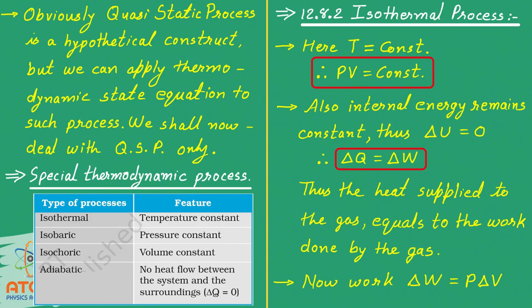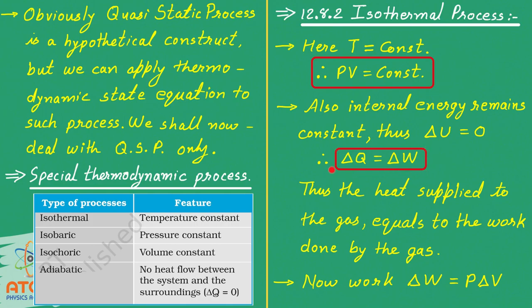Also here, because the temperature is remaining constant, the internal energy of the system will also remain constant. We know that internal energy depends on temperature. If temperature changes, then only internal energy will change for the ideal gas. So here temperature is constant, so obviously internal energy will remain constant, and so change of internal energy, delta U, will become 0. Now if you take delta U equal to 0, then as per the first law of thermodynamics we can write delta Q is equal to delta W.